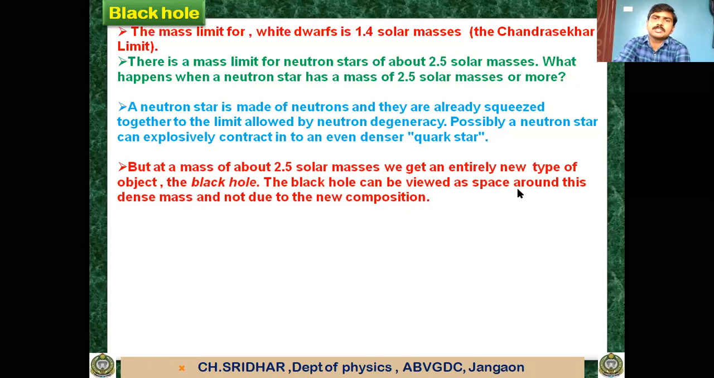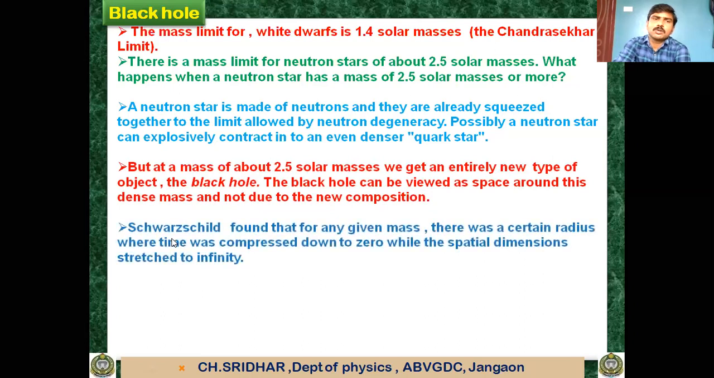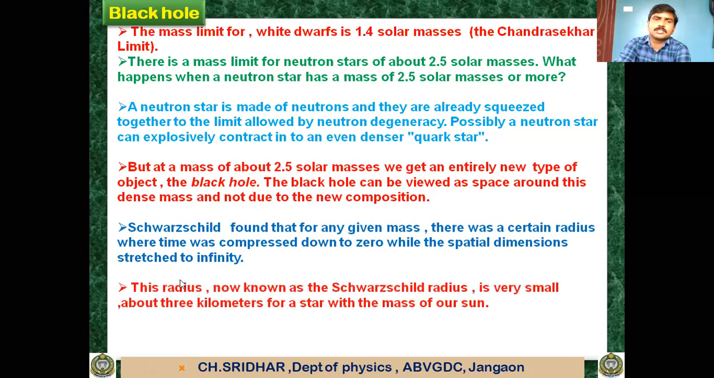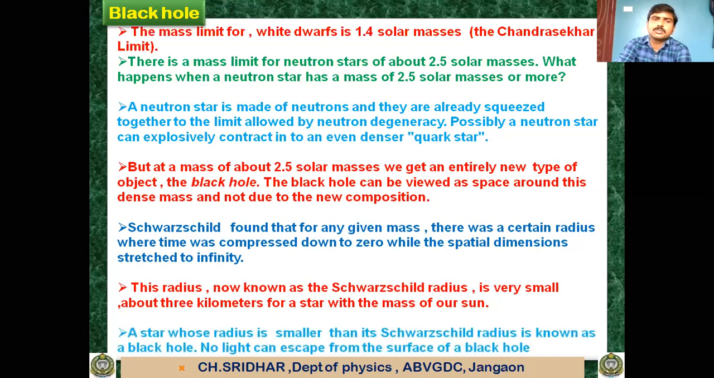So the black hole can be viewed as a space around this dense mass and not due to a new composition. Schwarzschild found that for any given mass, there was a certain radius where time was compressed down to zero, while the spatial dimensions stretched to infinity. This radius is now known as the Schwarzschild radius, and it is very small, about 3 kilometers for a star with the mass of our sun. A star whose radius is smaller than its Schwarzschild radius is known as a black hole. So no light can escape from the surface of a black hole.